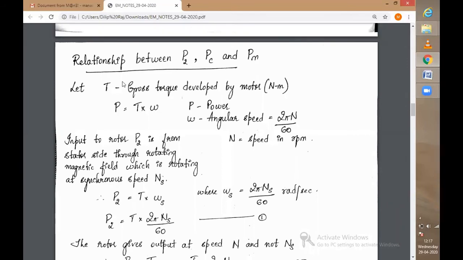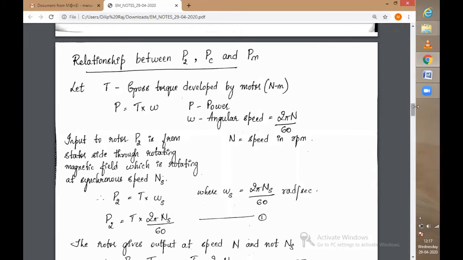Let us say T be the torque developed by the motor, in units of Newton meter. And there is a general equation wherein we can relate power and torque. P is equal to torque into omega, omega being the angular speed. Omega is the speed in radians per second, whereas n is the speed in RPM. We relate omega and n through the formula 2 pi n by 60, which gives us the angular speed in radians per second.